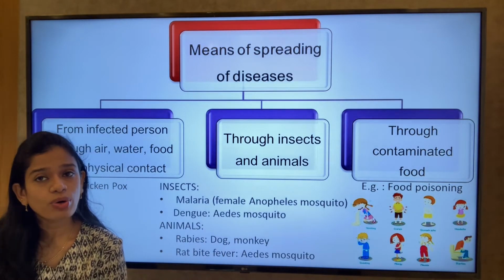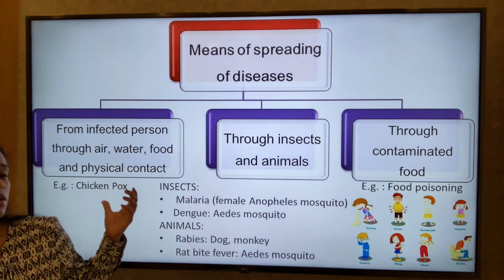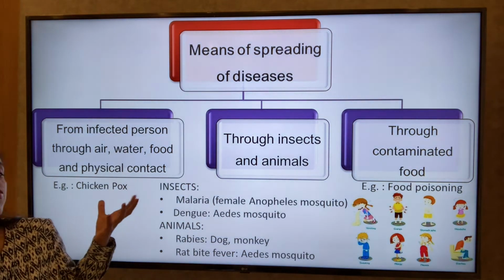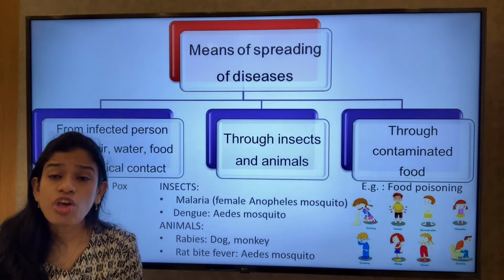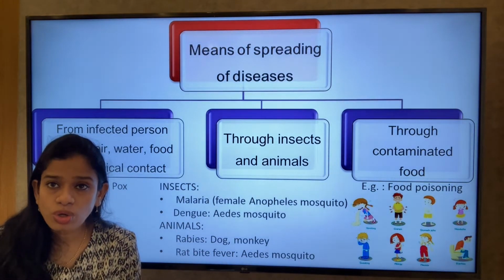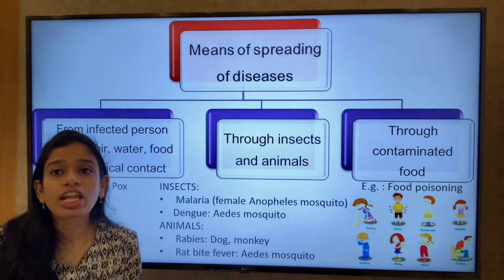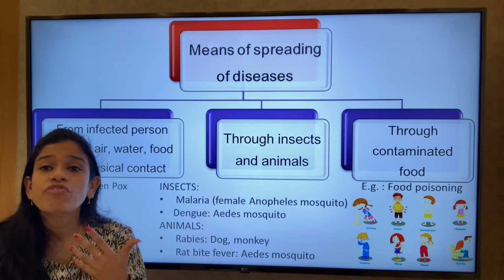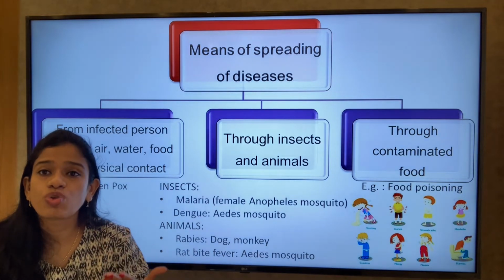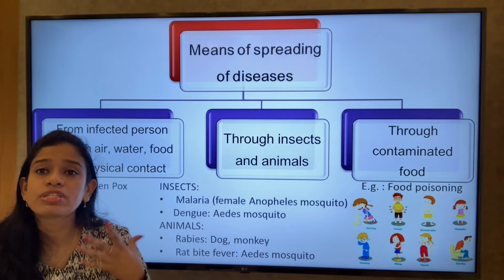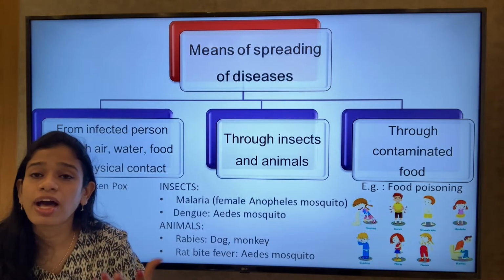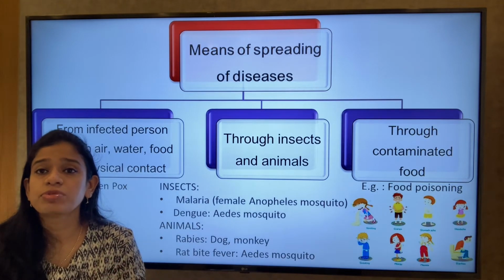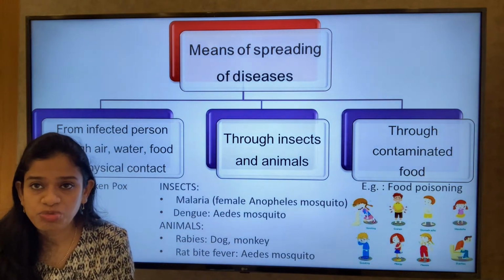Now let's see how it happens. When we talk of physical contact, we shake hands, we sit close to each other, we talk to each other. Even that can cause the disease to spread. If we are coughing and don't cover our mouth, the cough droplets go and mix with the air, and the other person is also breathing the same air. So the germs or the organisms enter that person's body.